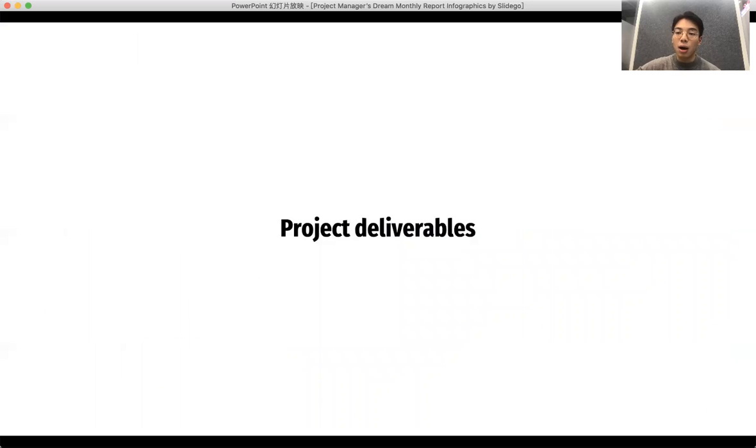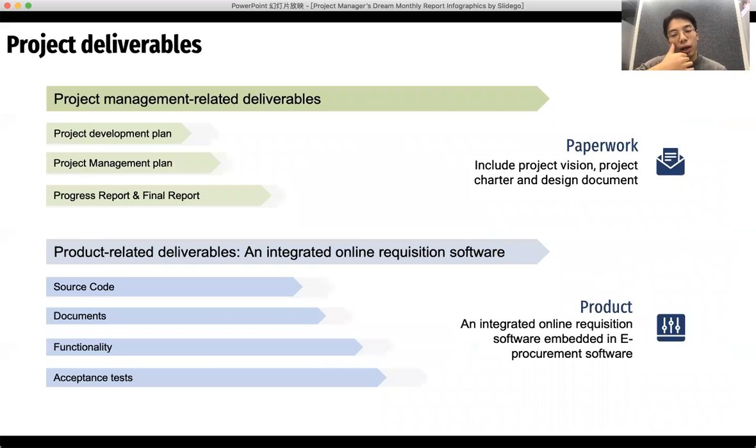In the next part, I would like to introduce the project deliverables of this project. In general, there are two types of project deliverables, which are paperwork and product. The paperwork includes the project development plan, project management plan, and the progress report and the final report. So the first part is more like project management related deliverables.